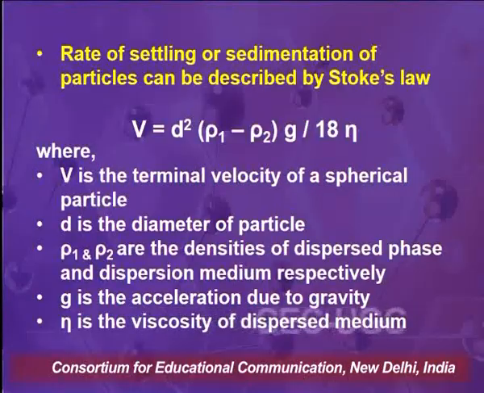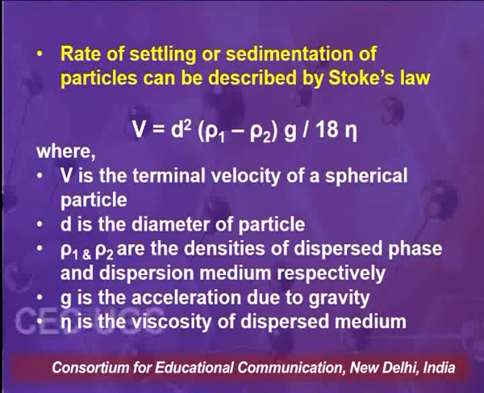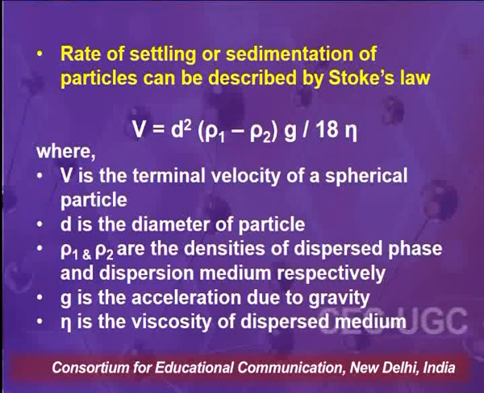The equation states that capital V is equal to d square into rho 1 minus rho 2 into g divided by 18 eta, where V represents the terminal velocity of a spherical particle. Since velocity is nothing but the rate of settling, we are trying to understand the speed or the rate of settling, and this is directly proportional to the diameter of the particle.